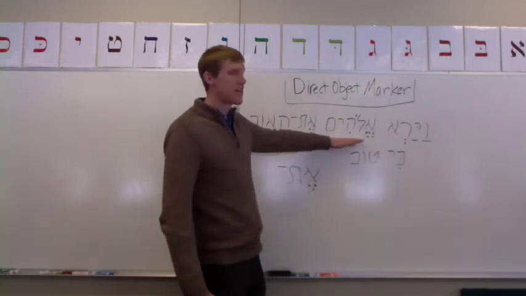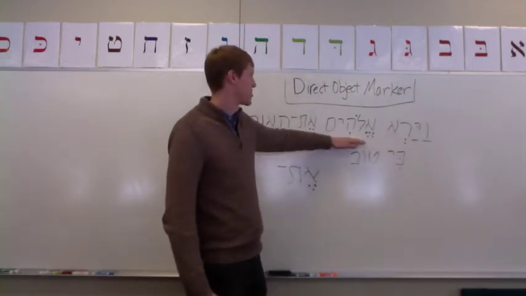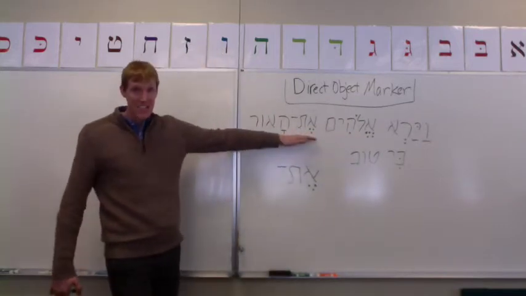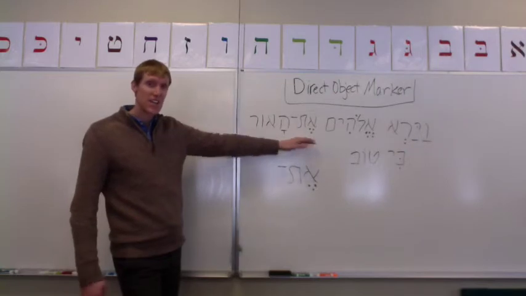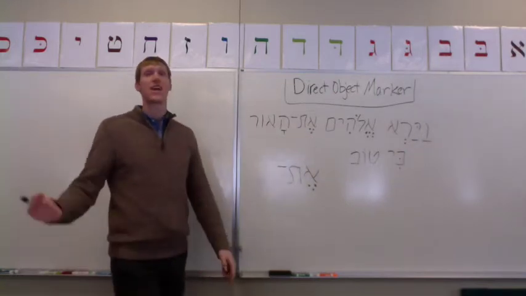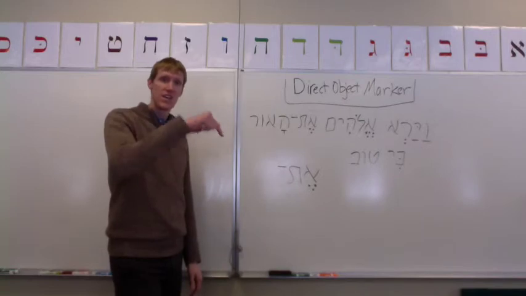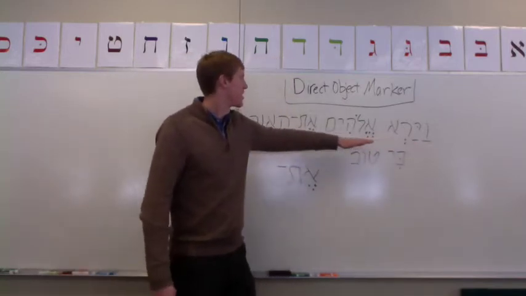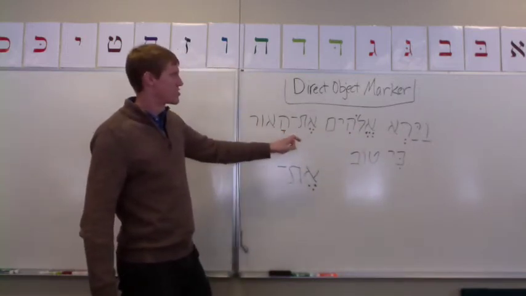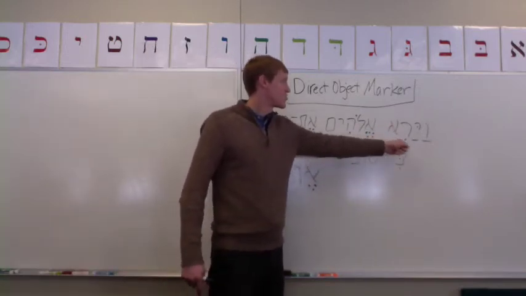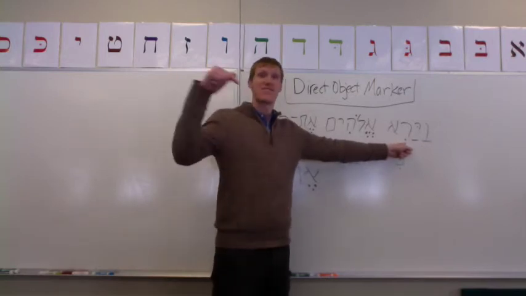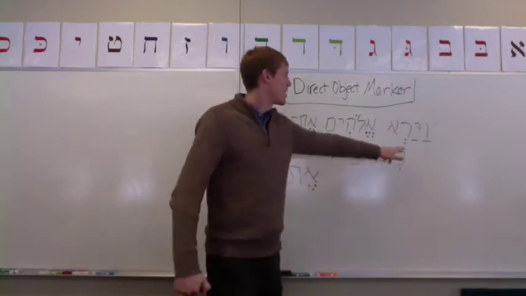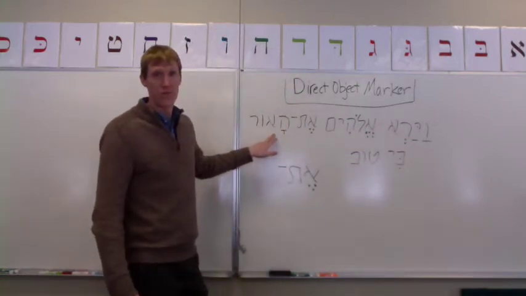Vayar Elohim, verb followed by subject. Elohim is the subject of the verb. Et. So you have the et, and then you know that the sentence is saying the next word is the direct object in this sentence. Okay? Vayar Elohim et haor. So, and God saw the thing that receives the action of the verb, so the thing which is seen is the or, the light, right?